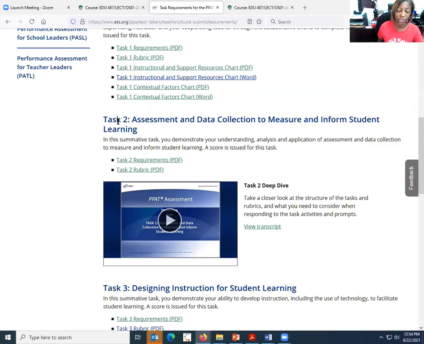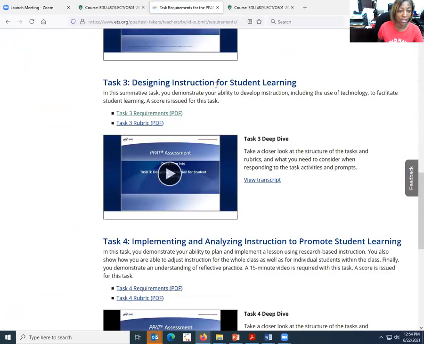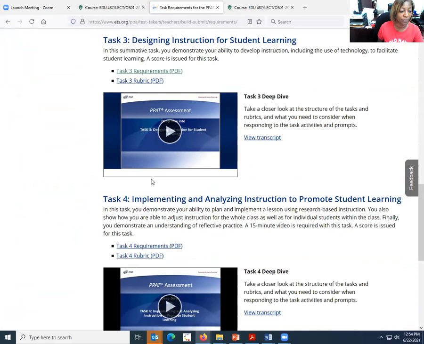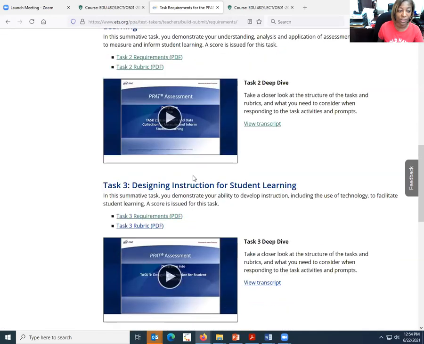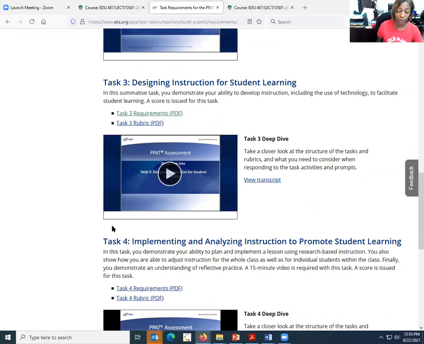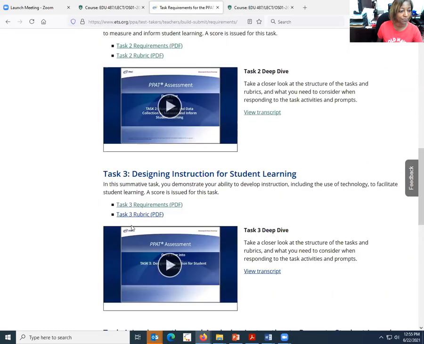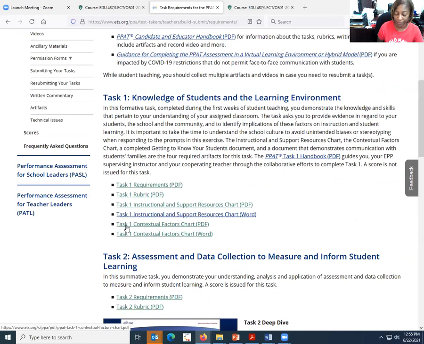And also there's task 2, assessment and data collection to measure and inform student learning. There is task 3, design and instruction for student learning. And task 4, implementing and analyzing instruction to promote student learning. Task 2, task 3, and task 4 are scored by ETS. Task 1 is scored by your supervising professor at the time of your internship.